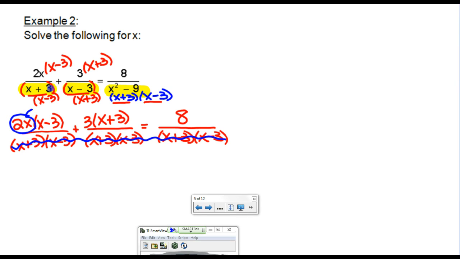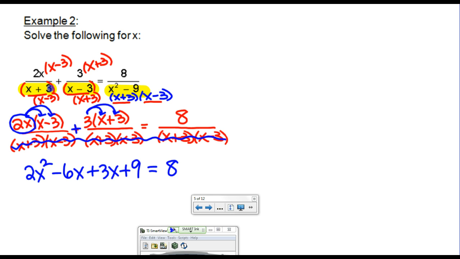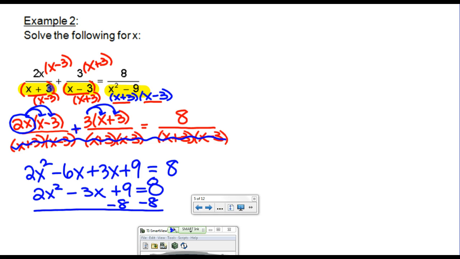So at this point, I am now going to distribute, and that's going to give me 2x squared. That's going to give me negative 6x. This plus sign goes with the 3, so you're distributing a positive 3. And then distributing a 3 again. And now it's beginning to look a lot nicer. Combining like terms. You have a quadratic equation, so you have to think equals 0. So subtract over the 8. Right, and then now we have to factor.